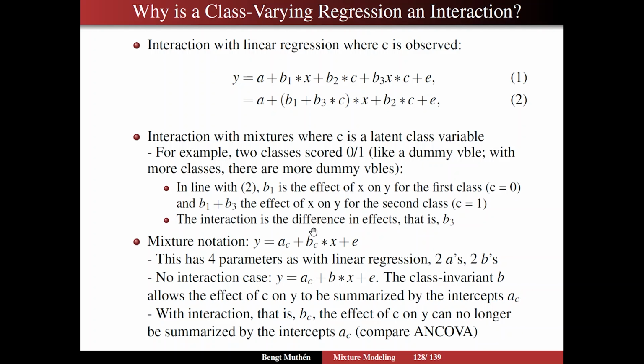And in the no interaction case, that we've looked at a lot, we have a b without the subscript, and only a varies across the classes. And the class invariant b, class invariant regression, say of distal outcomes on covariates, allows the effect of c on y to be summarized simply by the intercepts ac. With an interaction, that is bc, the effect of c can no longer be summarized by the intercepts alone. So again, I make that comparison with the analysis of covariance that I mentioned in the main part of the talk.